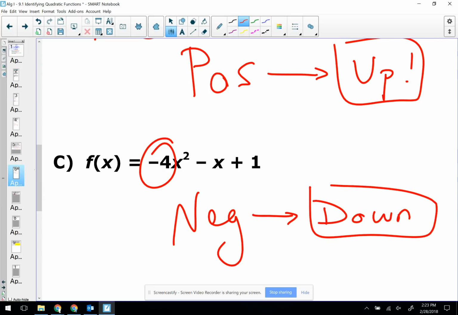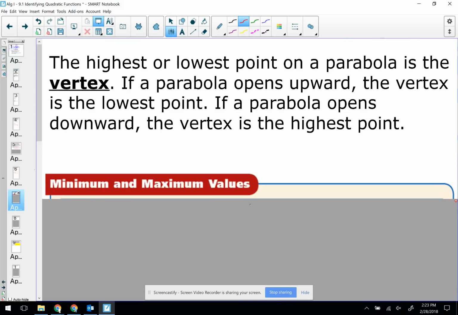Okay. Now that doesn't tell us anything more about the graph. See how quick that was? Just that little piece of information told us a lot about the graph, whether it opens upward or whether it opens downward. Let's take a look here.